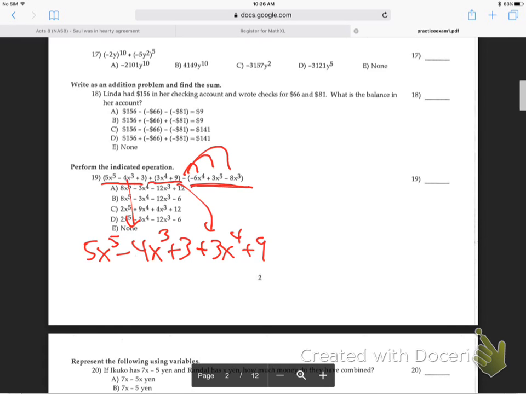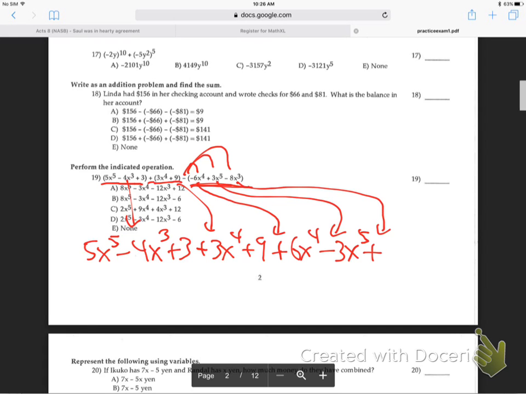The minus sign's going to go in. It's going to hit. So it's going to take the minus 6x to the 4th and make it plus 6x to the 4th. It's going to take the plus 3x to the 5th and make it minus 3x to the 5th. It's going to take the minus 8x to the 3rd and make it plus 8x to the 3rd. It changed all 3 signs. See how it did that? That minus in front of those parentheses.